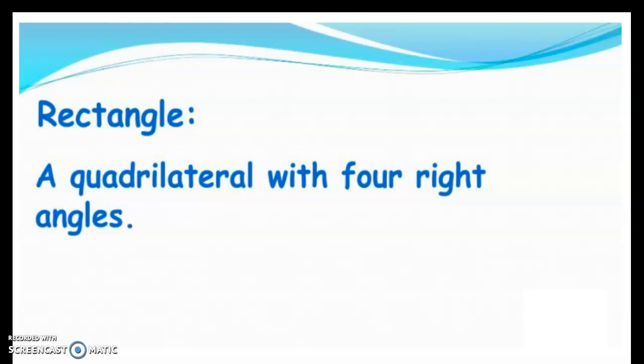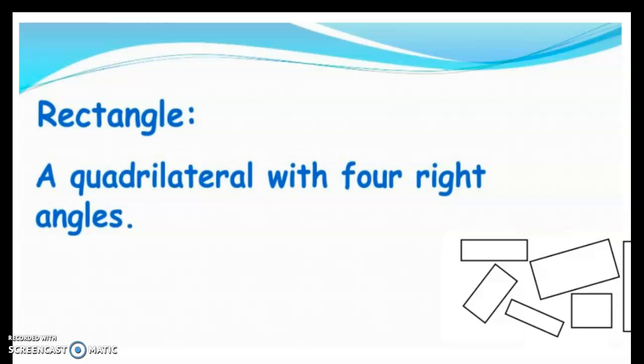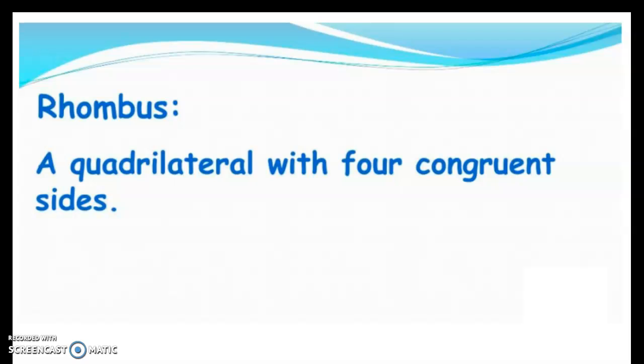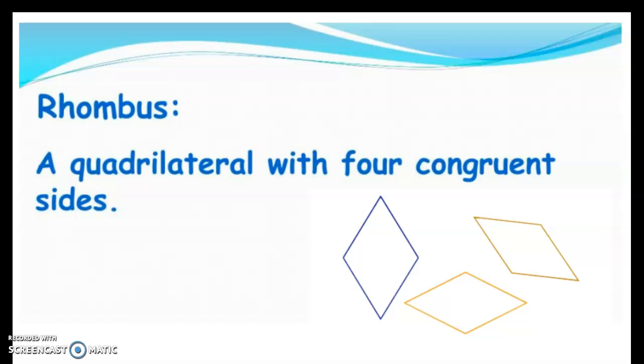A rectangle is another special quadrilateral. It's a quadrilateral with four right angles, but the sides could be different. They are not necessarily congruent. Here are some examples of rectangles. A rhombus is a quadrilateral with four congruent sides. In other words, four sides that are the same length. And there are some examples of some rhombi, or rhombuses, whichever you prefer to call it.